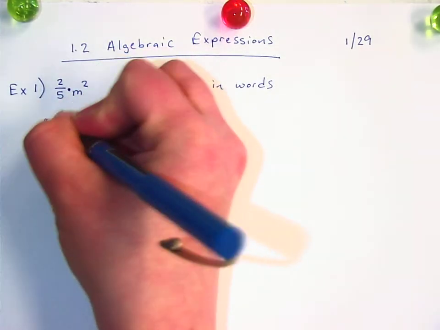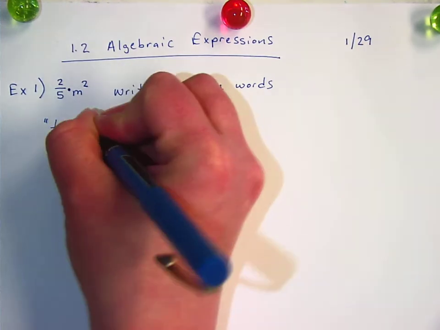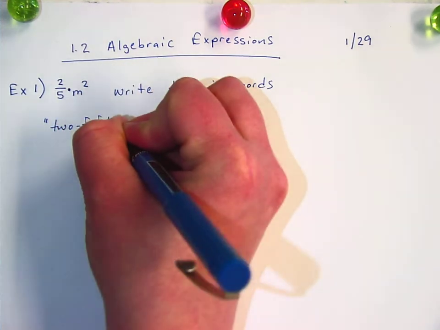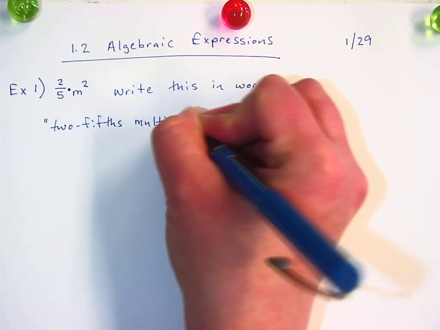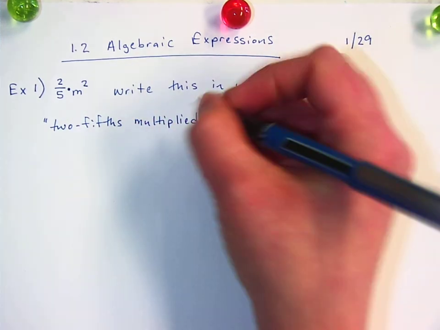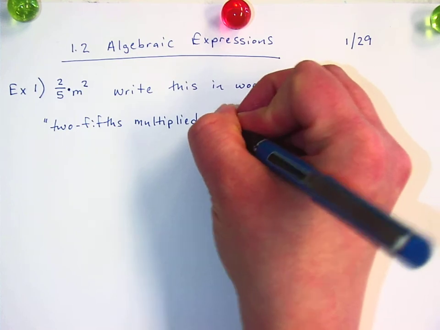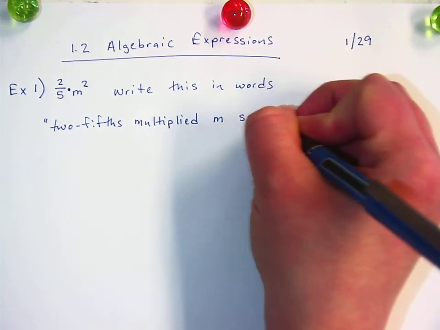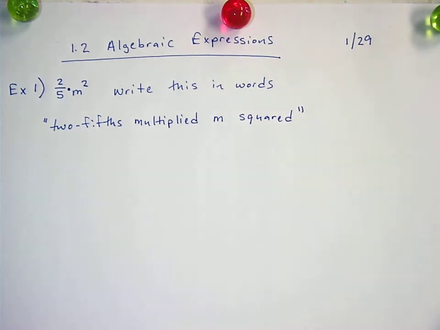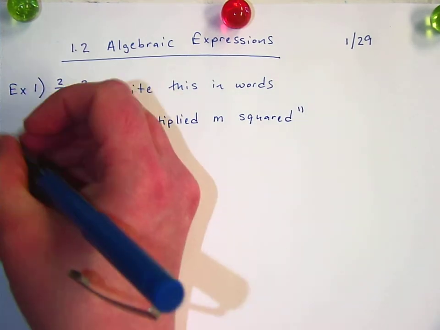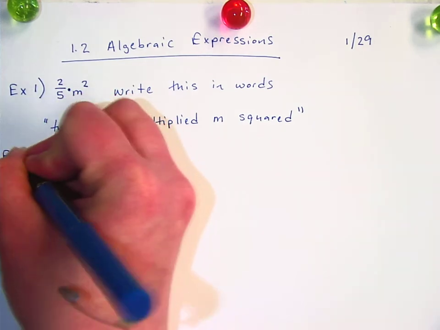So I'm going to write 2/5 multiplied, or I guess you could write times, m squared. Since m is a variable, you could just write m, or you could write a number squared as if you don't know what the number is, because that's what a variable means. Either one is okay.